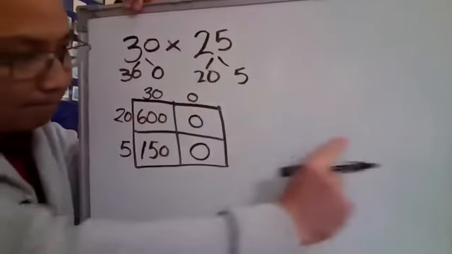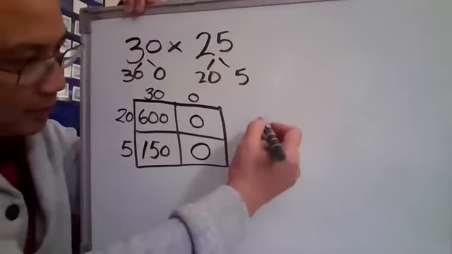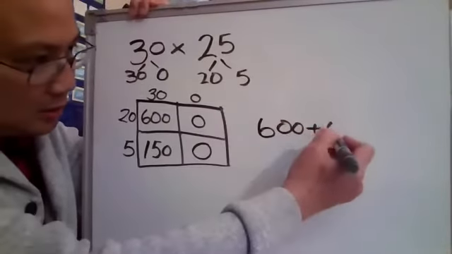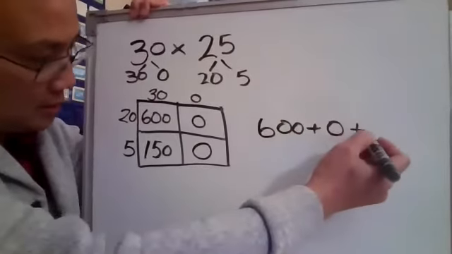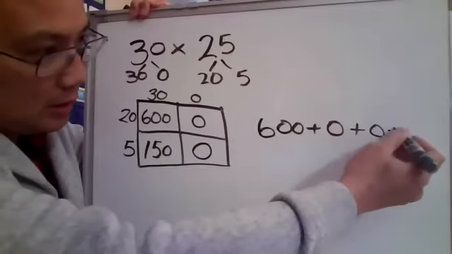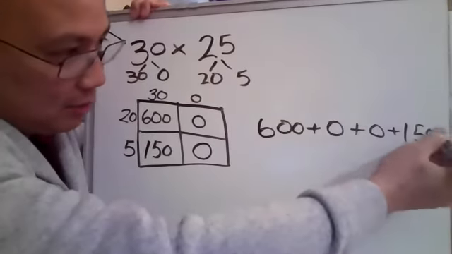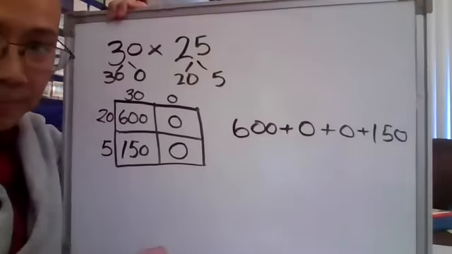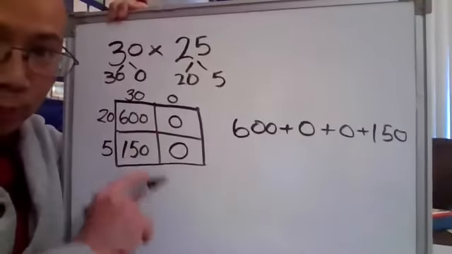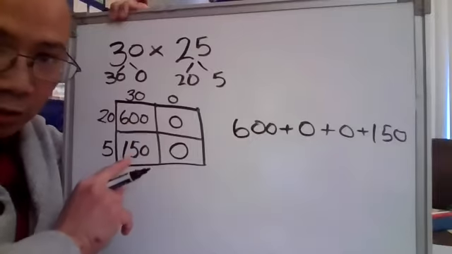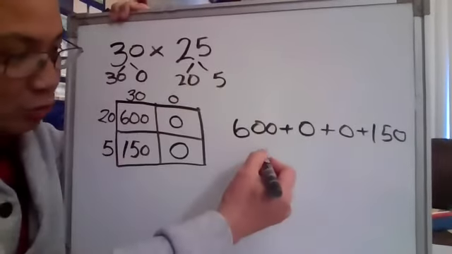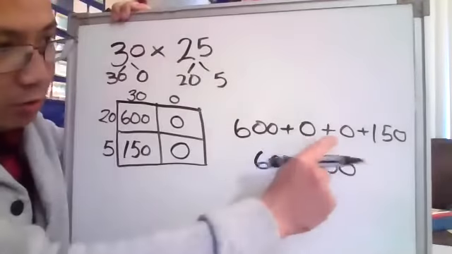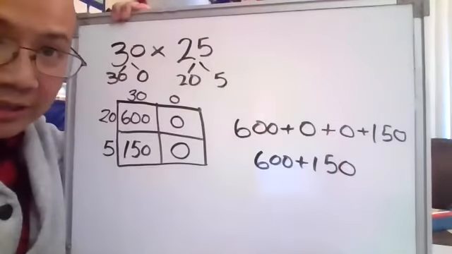Now I'm going to add. Double check all your numbers. I have 600 to add, plus 0, plus 0, and then I have 150. Now, if you notice, I can write these numbers down any way you'd like, but you can go in orders that you prefer. 600, 150. If you want, you can even just write it like that. 600 plus 150. Because I know zeros are zeros, you don't really have to look at them.